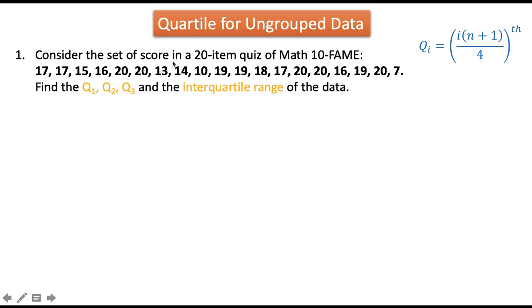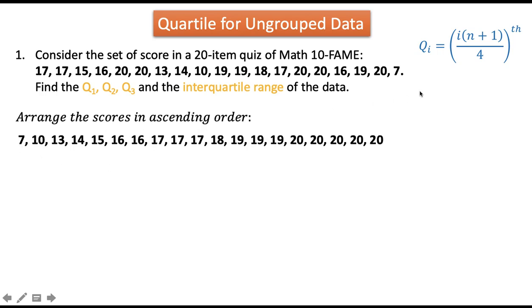Let us consider this given. In a 20-item quiz of Math 10 fame, these are the scores. We're going to find the quartile 1, quartile 2, quartile 3, and the interquartile range of this given data. So using this formula, step 1, we're going to arrange the scores in ascending order, from lowest, which is 7, going to the highest, which is 20. Then after that, we're going to count all the numbers of data, and that is 19.